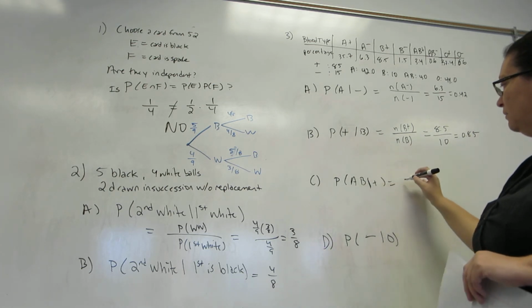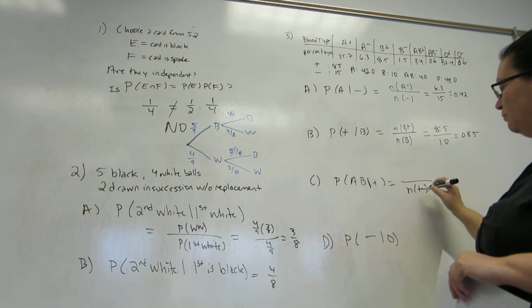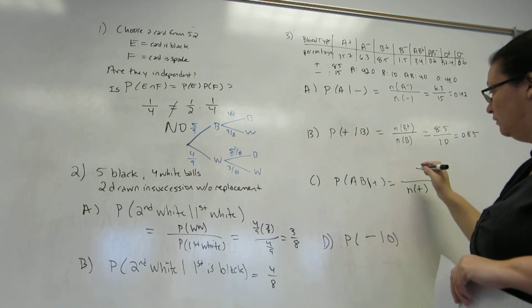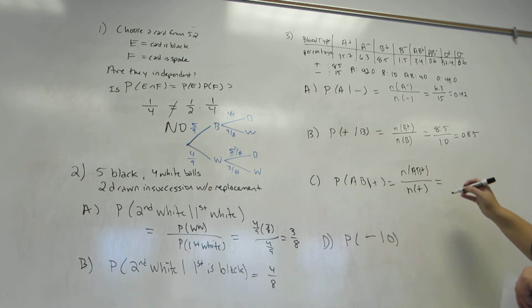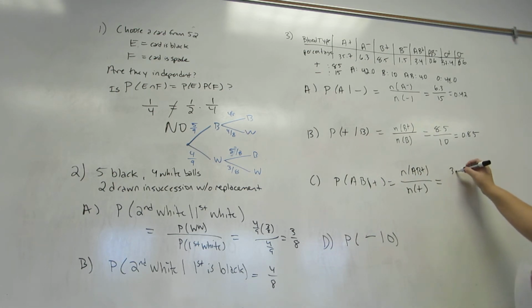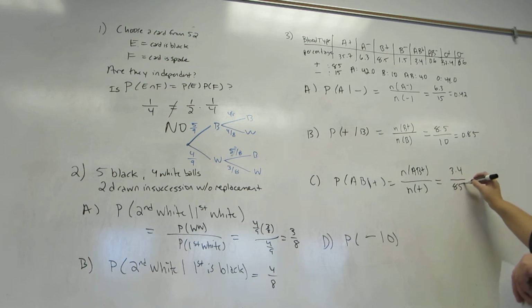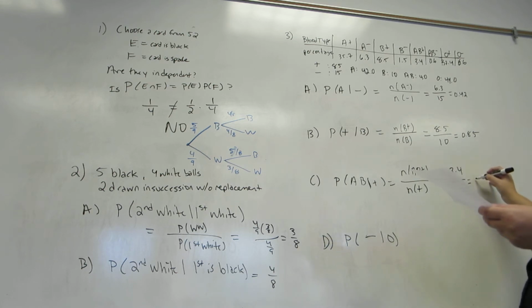Here I'm doing on bottom the number that are positive, and on top the number that are AB positive, which is the intersection. So 3.4 divided by 85 gives me 0.4.